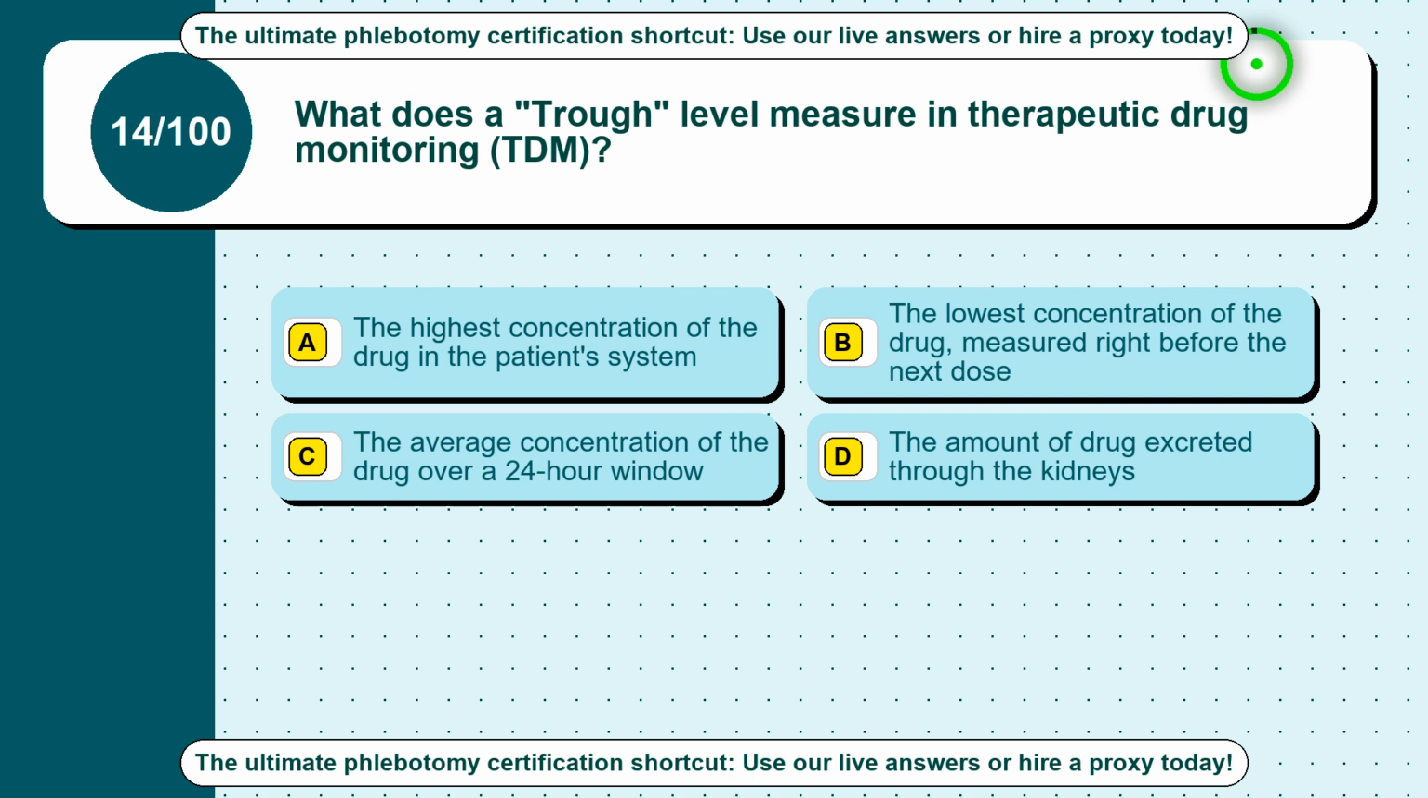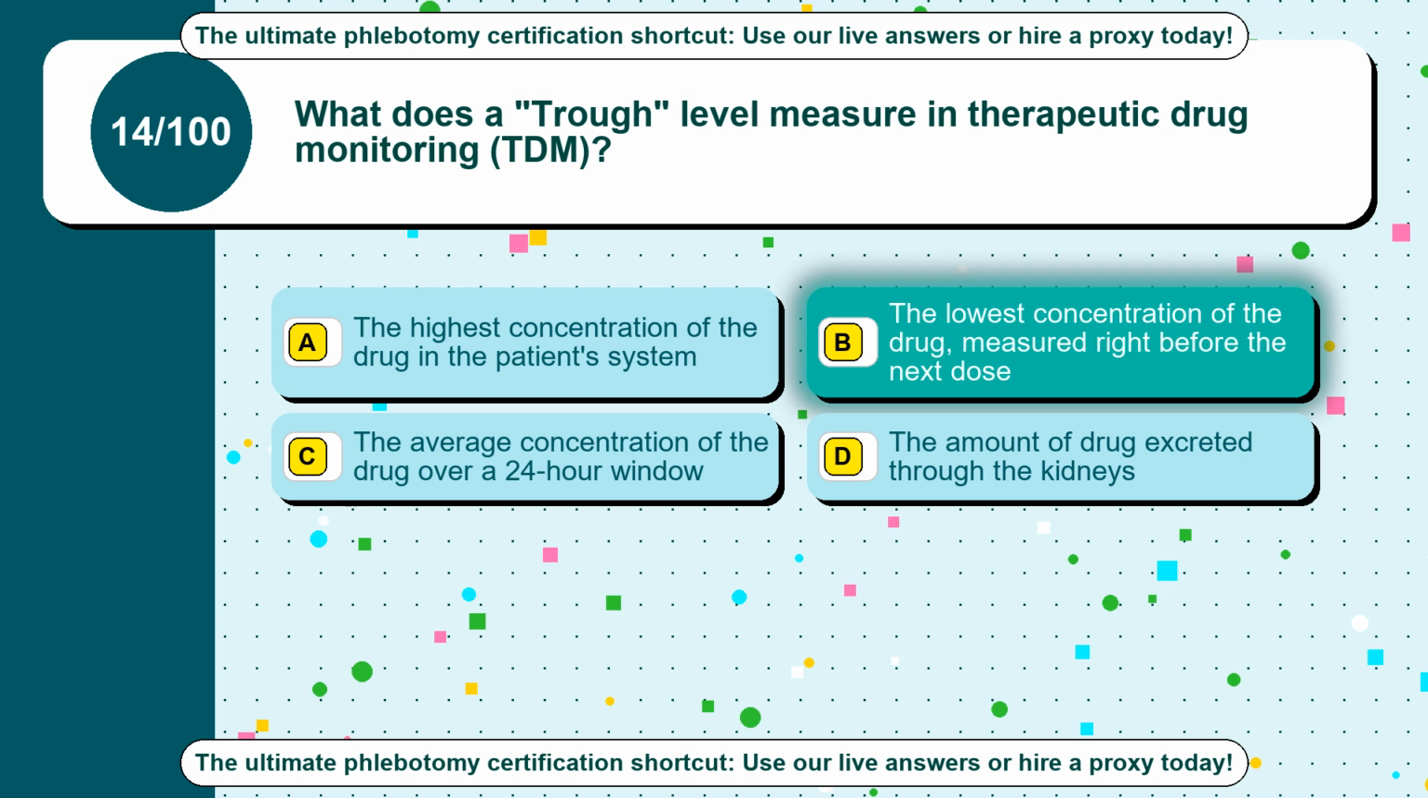Question 14. What does a trough level measure in therapeutic drug monitoring, TDM? Option A. The highest concentration of the drug in the patient's system. Option B. The lowest concentration of the drug, measured right before the next dose. Option C. The average concentration of the drug over a 24-hour window. Option D. The amount of drug excreted through the kidneys. The correct answer is option B.